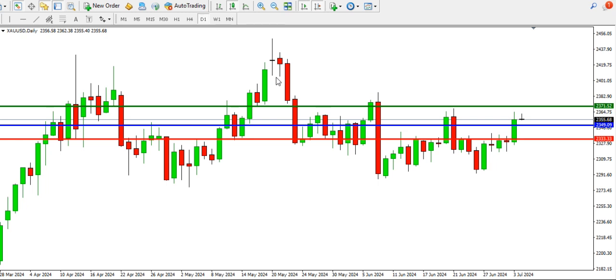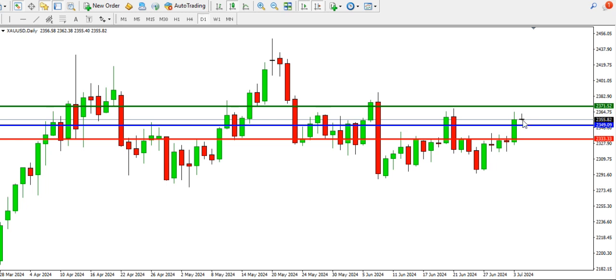All right, for the daily time frame, with respect to pivot analysis, the pivot line is at 2349.09. First resistance is at 2371.52, while the first support is at 2333.33. And price closed for yesterday's trade above the pivot line.